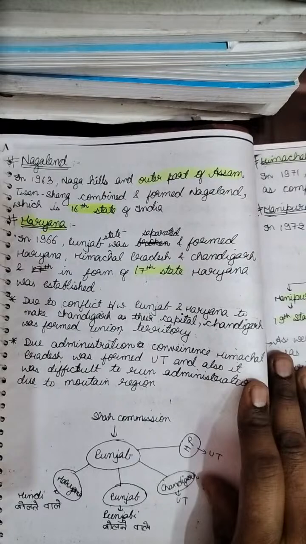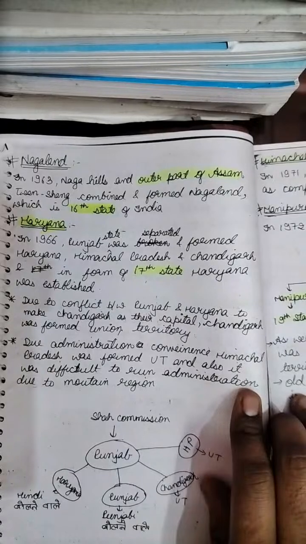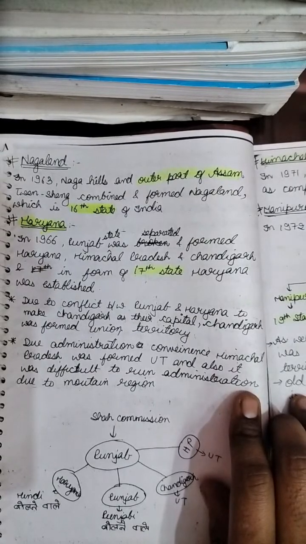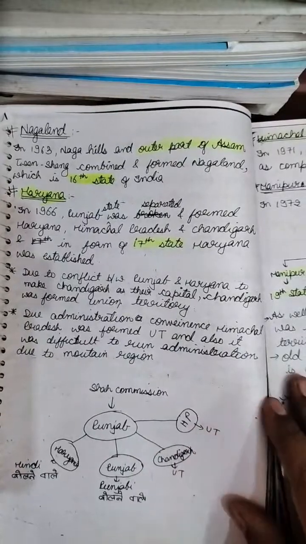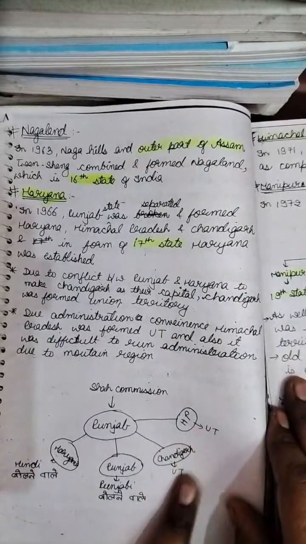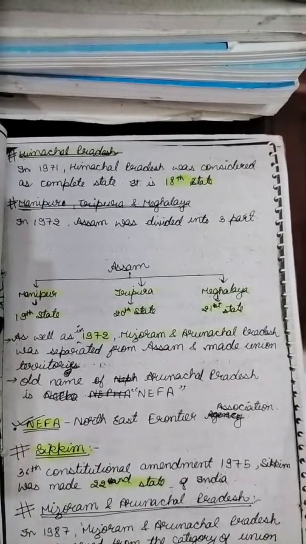For administrative convenience, Himachal Pradesh was formed as a union territory, as it was also difficult to run administration due to the mountain region. Shah Commission: Punjab, Haryana, Chandigarh, Himachal Pradesh. In 1971, Himachal Pradesh was made a complete state, the 18th state.